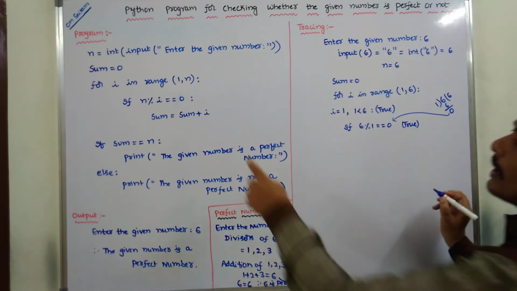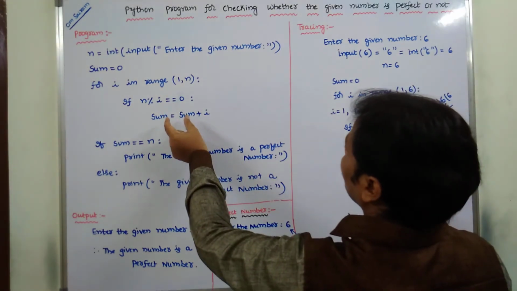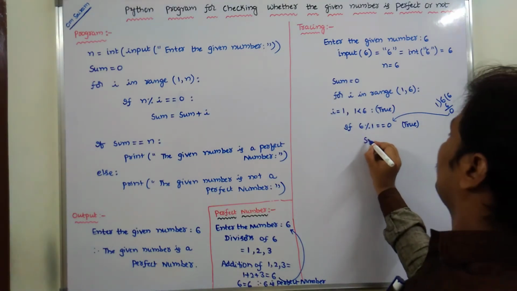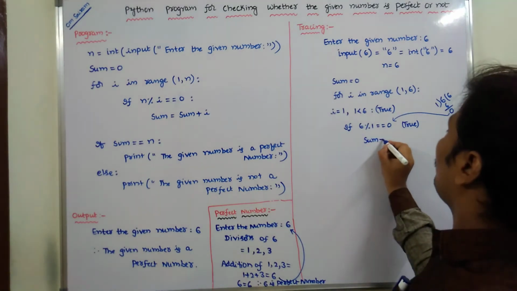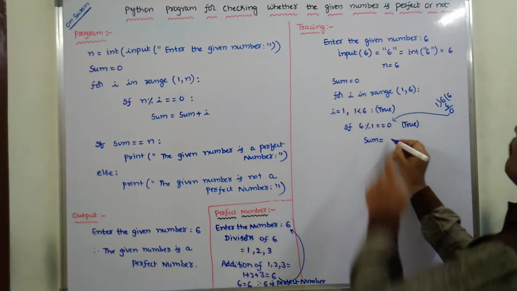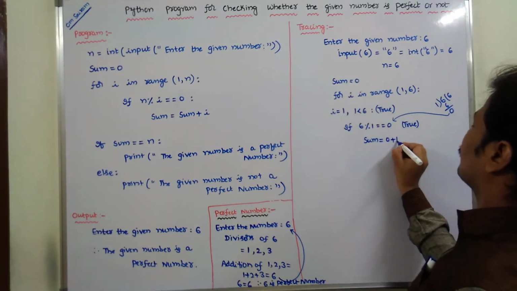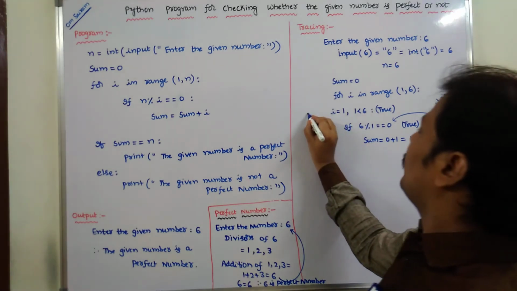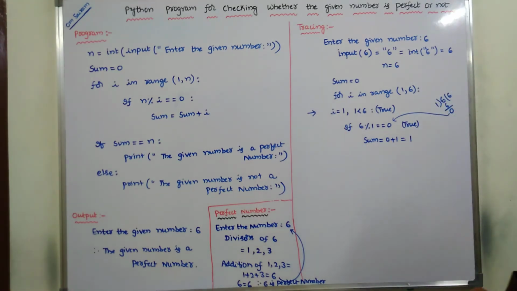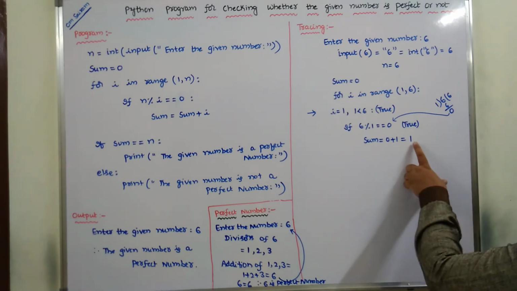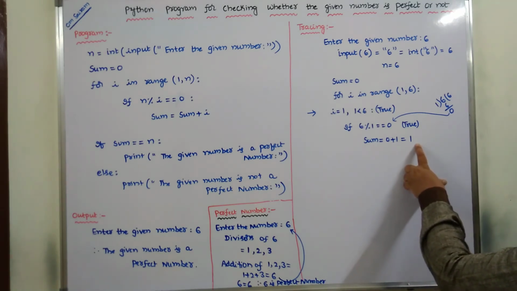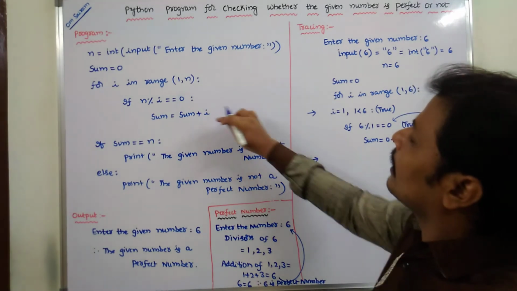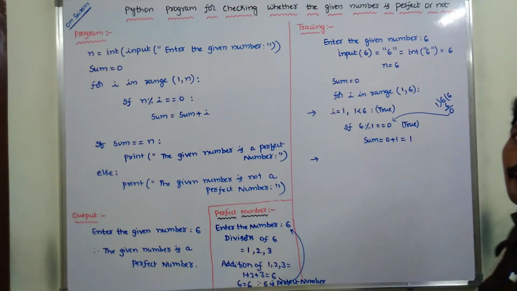If the condition is true, then the statements within the if block are executed. So that is sum is equal to sum plus i. Initially sum value is 0, 0 plus 1, that is equal to 1. After completing the first iteration, what is the result we are getting? Sum is equal to 1. Next, after that, again the control goes to the for loop.